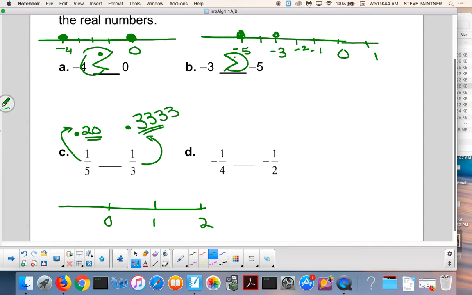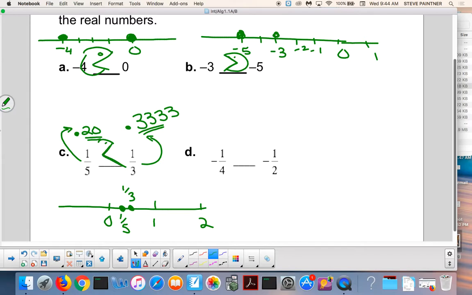So where is 1/5? 1/5 would be smaller than 1/3. 1/3 would be a little bigger than you. So right now you can already tell, can you? Which one's bigger? 1/3. So 1/3 is the bigger number. Make sure you open up to the bigger. 1/5 is less than 1/3.